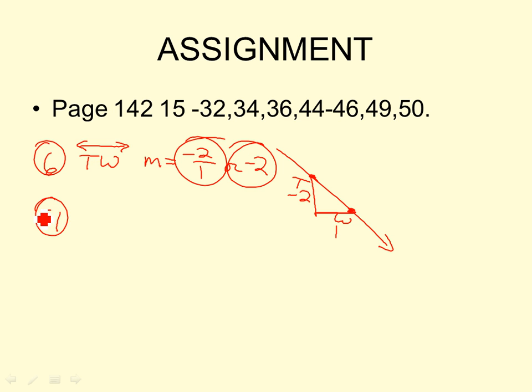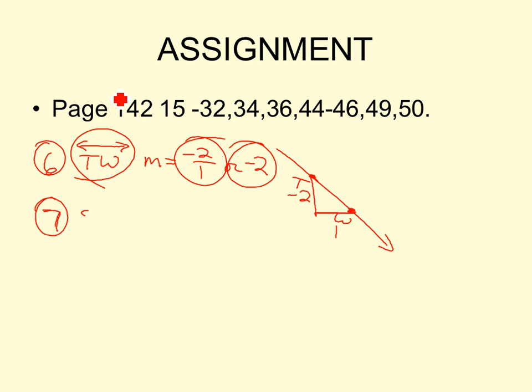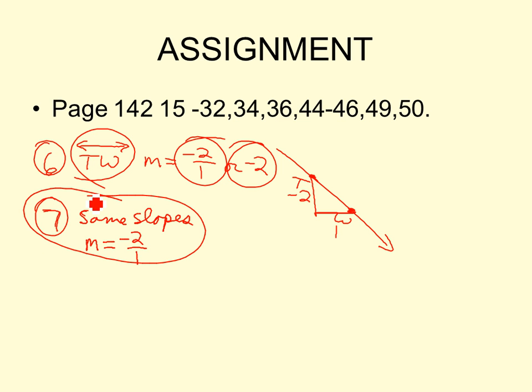Number 7 uses TW. It says, find the slope of a line parallel to line TW. Well, if 2 lines are parallel, then we know that their slopes are the same. We know that they have the same slopes. So if the slope of TW was -2 over 1, then the slope of this new line is going to be -2 over 1. So that's answer number 7.